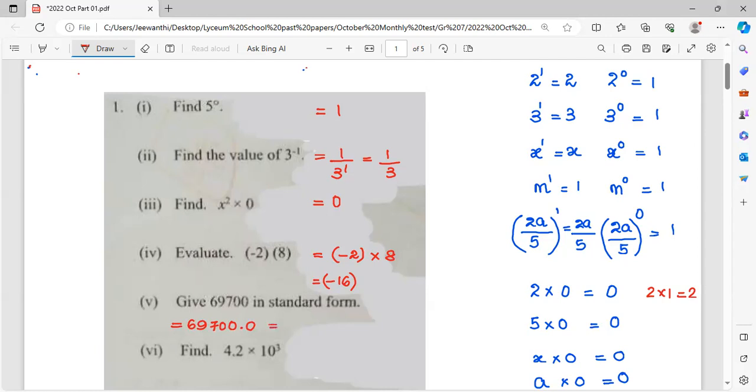Now I can write this number. When you are writing the number in standard form, always it should be a number between 1 and 10 and multiplied by 10 to the power something. Now you just look at these digits. From these digits, what is the number I can make that is in between 1 to 10? It is 6.97. Then 10 to the power, how many steps do I have? Count. 1, 2, 3, 4. That is 10 to the power 4.